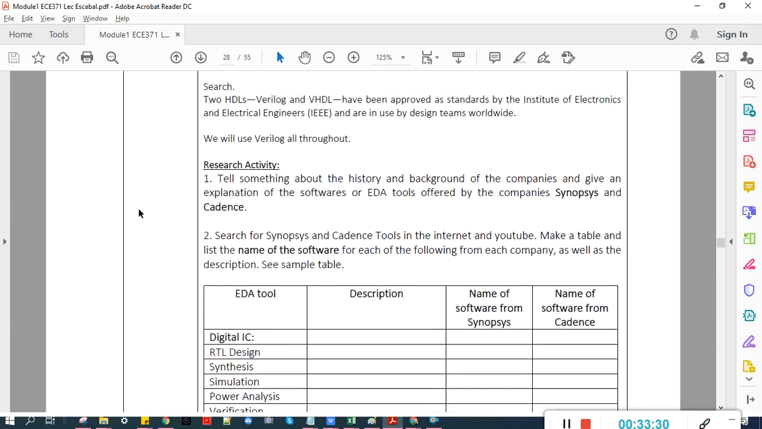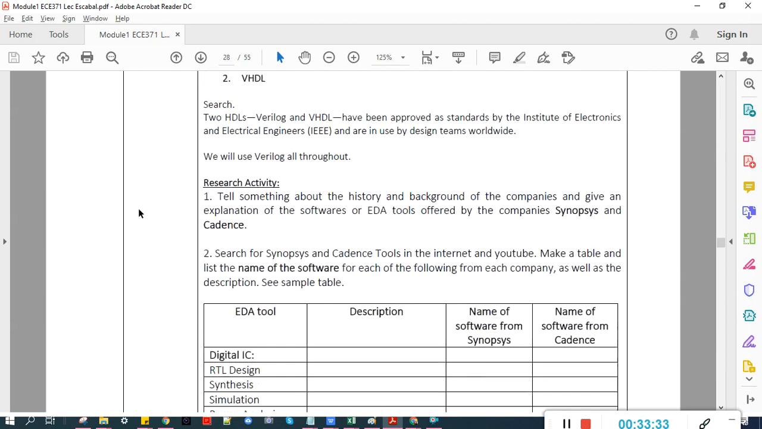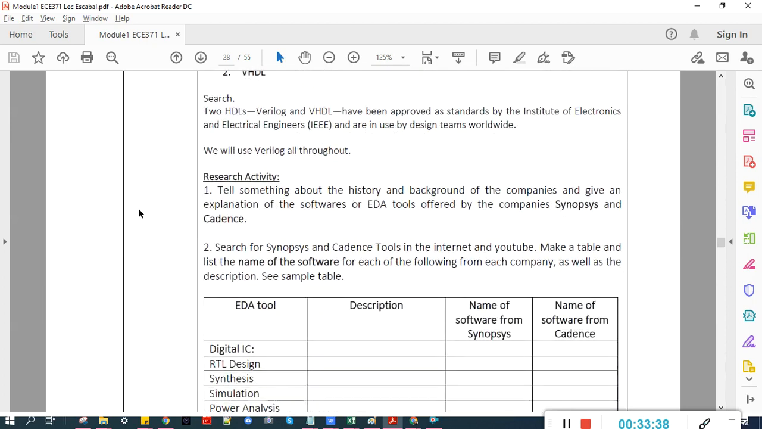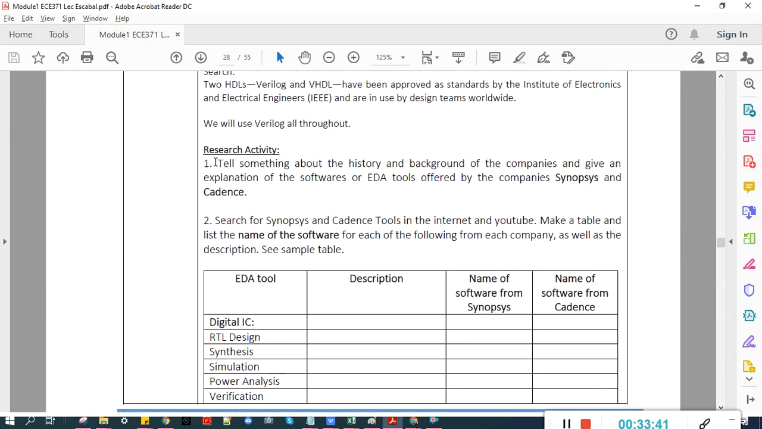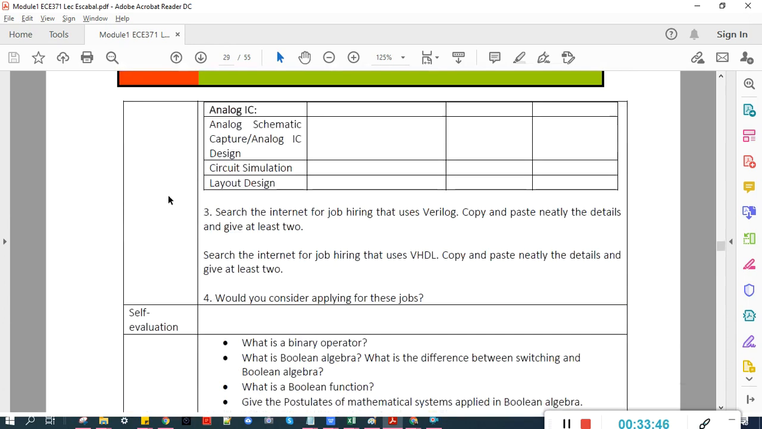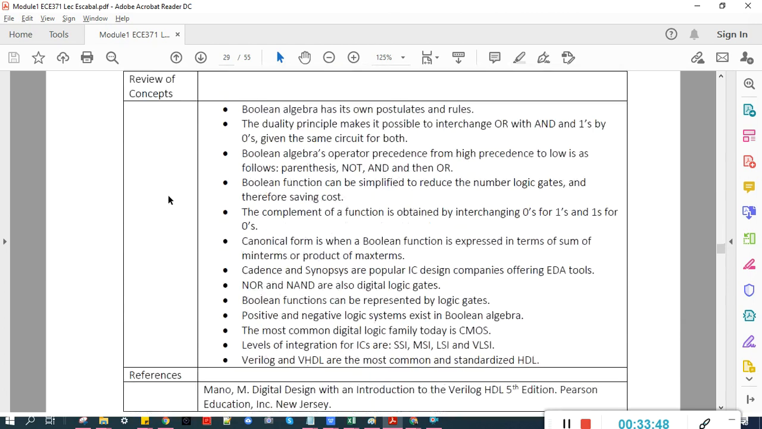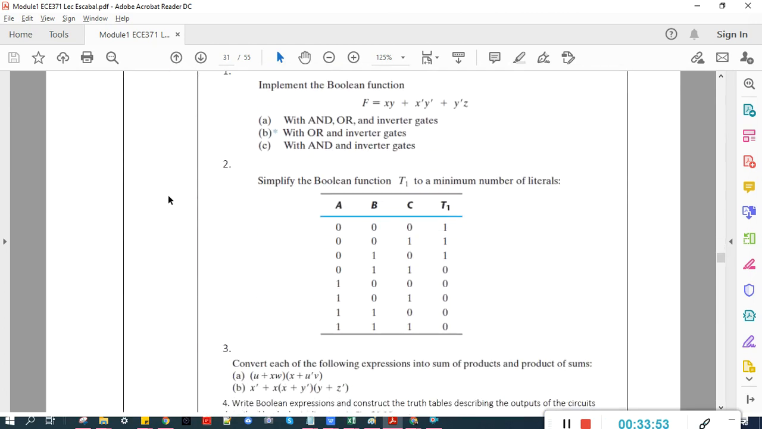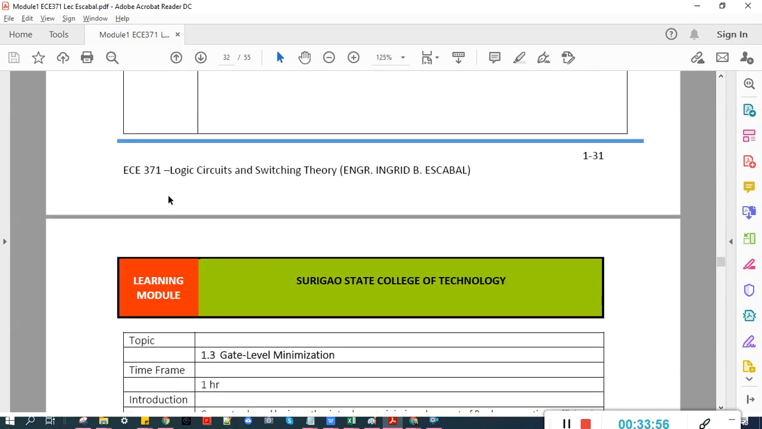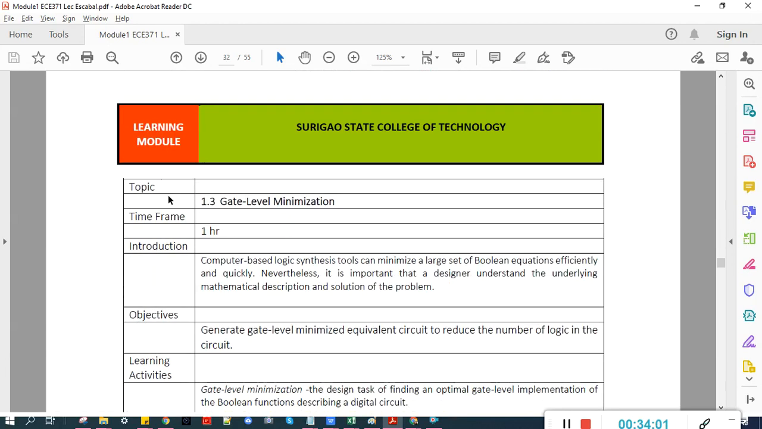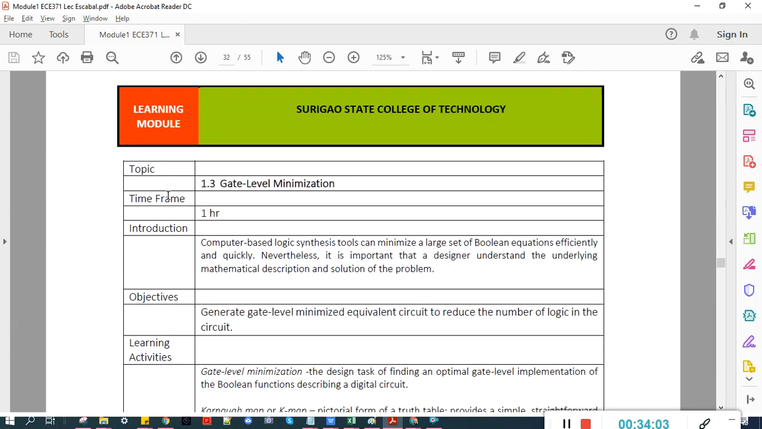Research activity, just do it for the students. My students, just do it. Just perform the indicated research activity. So that ends our discussion for section 1.2. Our next topic is 1.3, which is about gate level minimization.